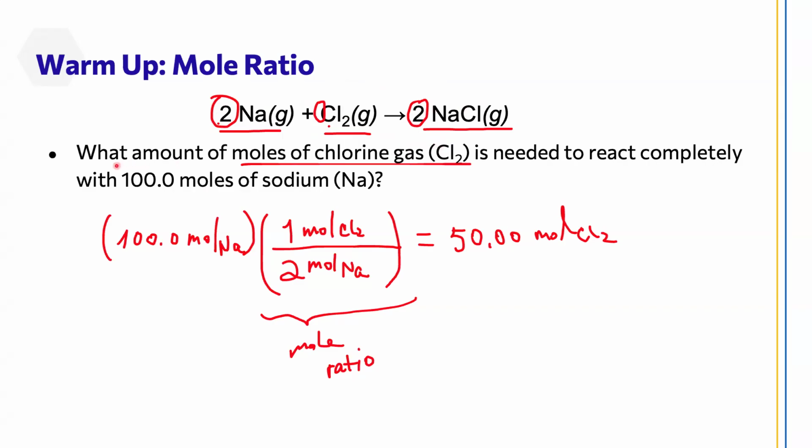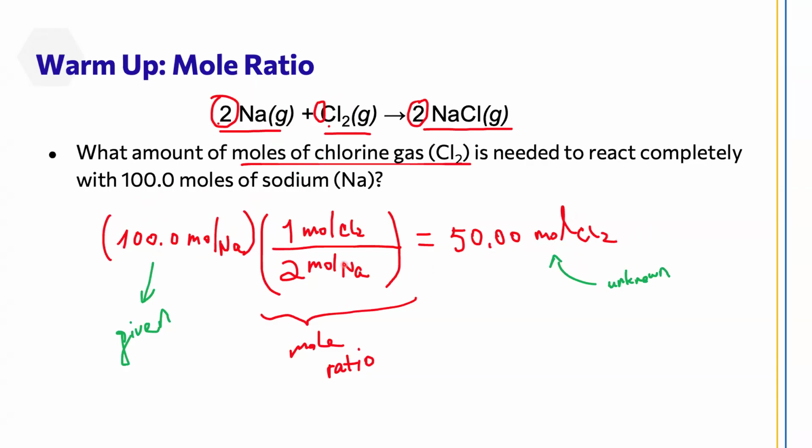In this question, it asks what amount of moles of chlorine gas is needed to react with 100 moles of sodium. So you're given 100 moles of sodium, and it's asking how many moles of chlorine will be needed. And we know the ratio is a 2 to 1 ratio. To solve this problem, I start by writing out 100 moles of sodium. And in the end, I want to have moles of chlorine. So the left side is given, the right side is unknown.